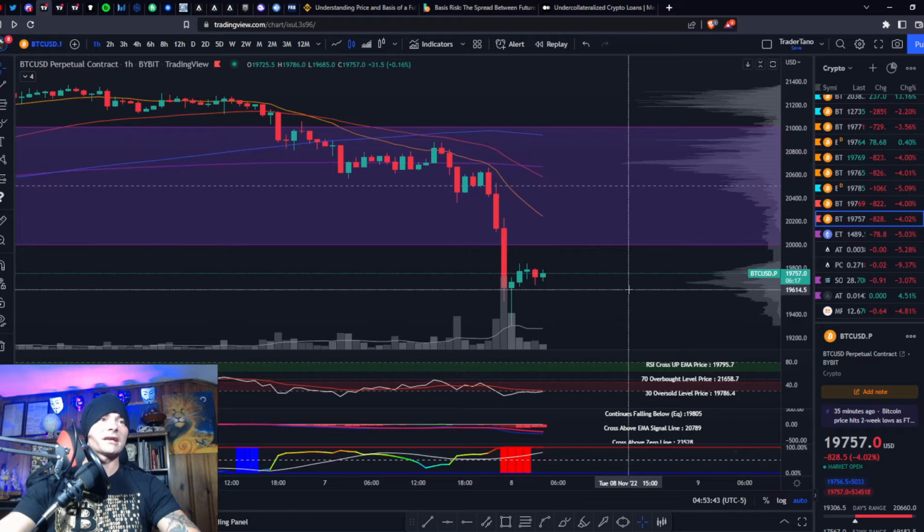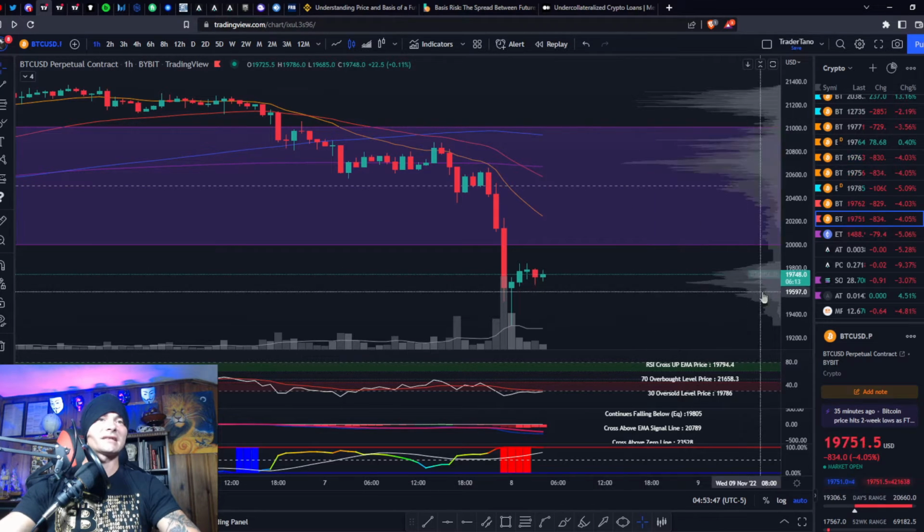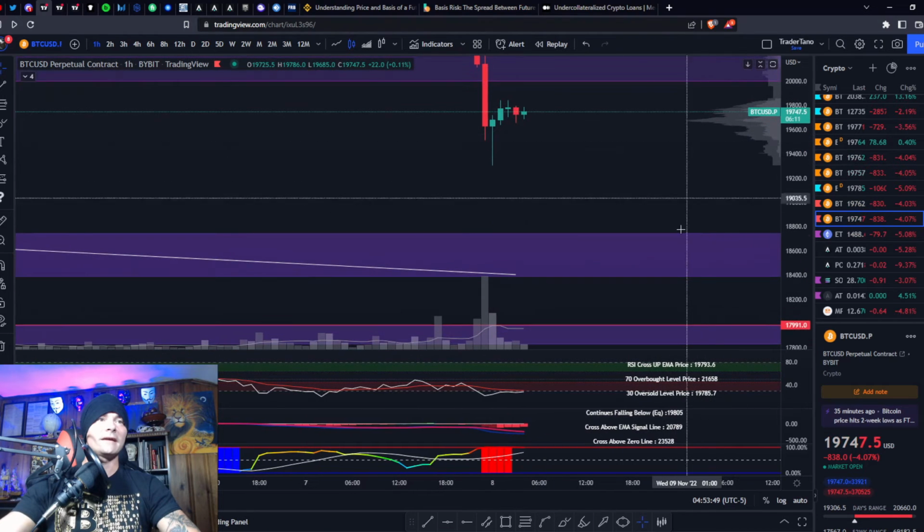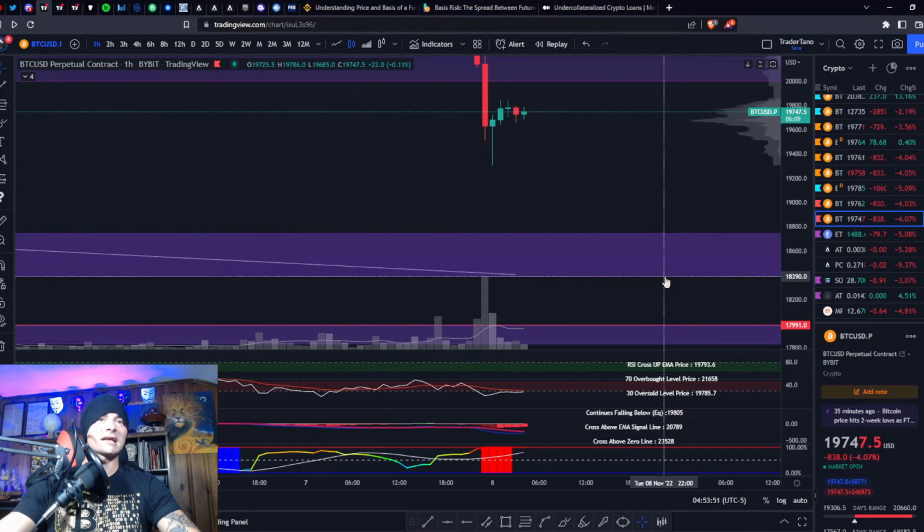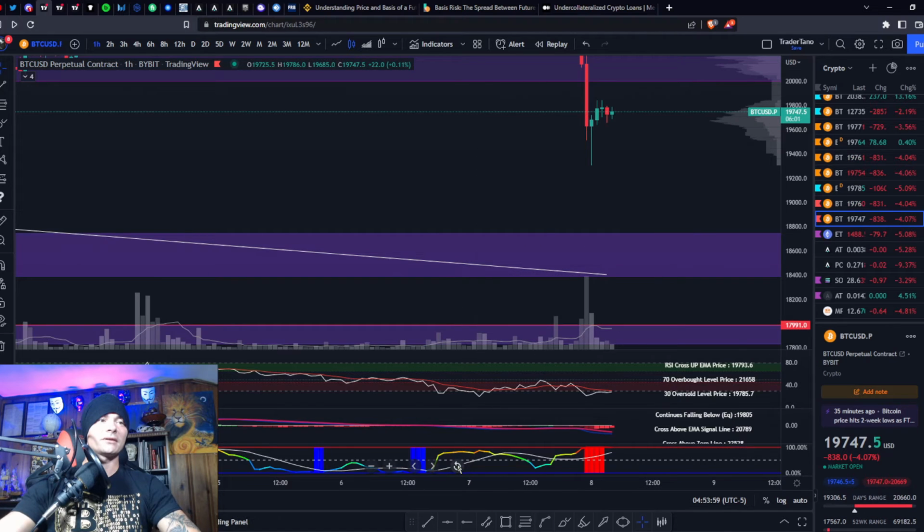So, bearish case is that we break this last low. Basically, 19,600 would be what I'd be looking at. We break 19,600, next level is 18.4. Maybe even 18.6. That'd be the next level I'd be looking at.